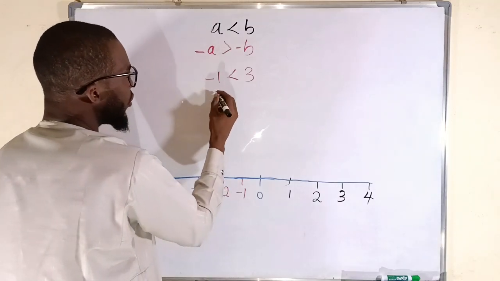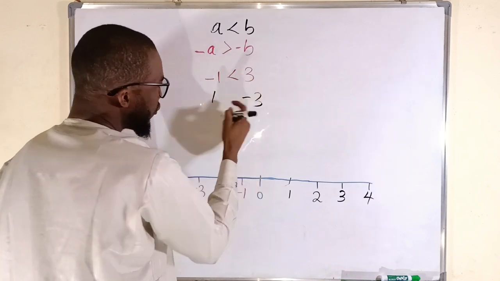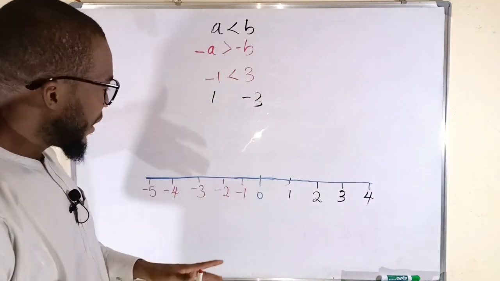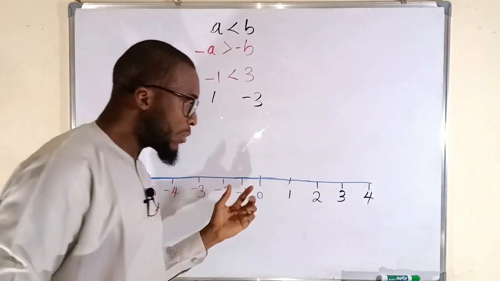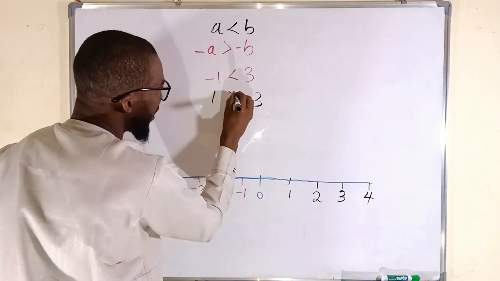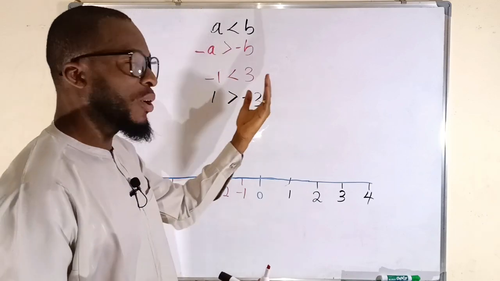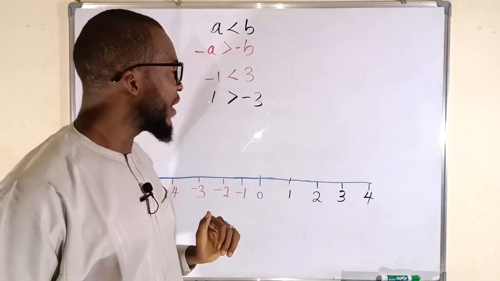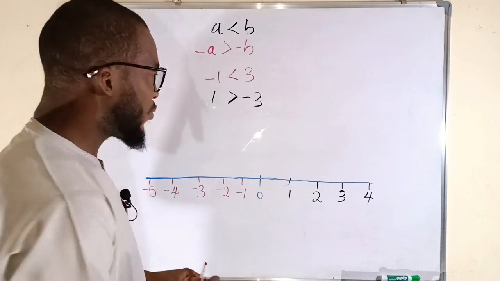This times -1 will become +1. This times -1 will become -3. So which one is greater here? You can clearly see that we have 1 here and -3 here, and I told you numbers to the right are greater than numbers to the left. Therefore 1 is greater than -3. Can you see the direction of the inequality has changed from the less than type to the greater than type? This is true for any two numbers you pick to compare.